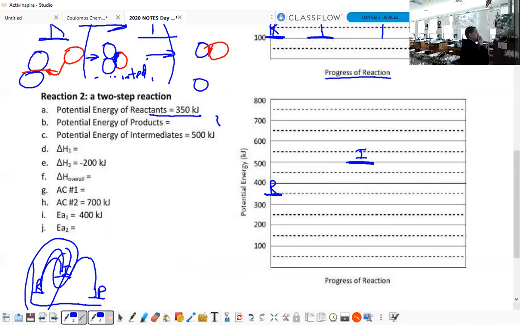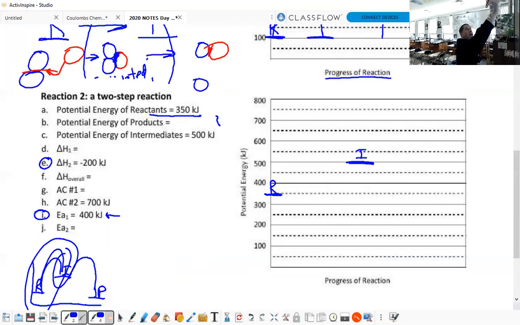All right, what else are we given? Well, we're given the first activation energy. That's going to help us here because we're given the second enthalpy, but we don't know where the products go, so we don't know that yet. Although we do know that because of where the intermediate is. So we could actually use this information or this information. I'm going to stick with this one.